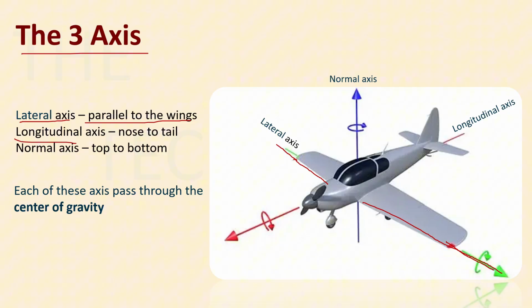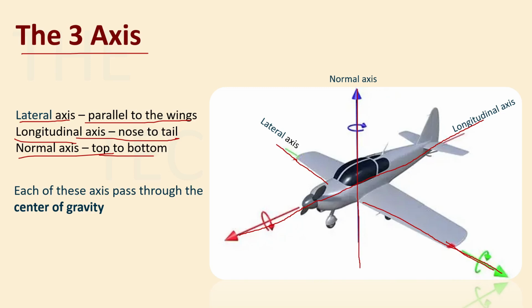And then similarly, you have the longitudinal axis. The longitudinal axis is a straight line which is going through your nose, passing through the nose and then going to your tail. So this is your longitudinal axis, going from nose to tail. And then you have your normal axis. The normal axis is something which is going from top to bottom. So this purplish or bluish line that you are seeing going from top to bottom is your normal axis.